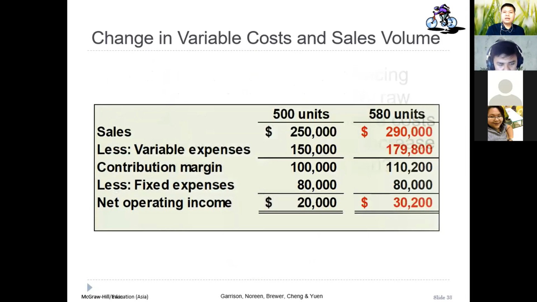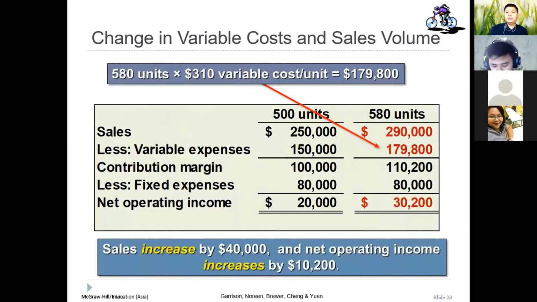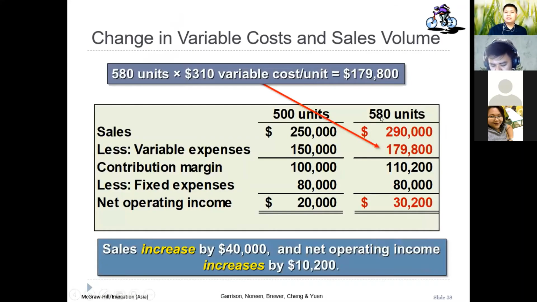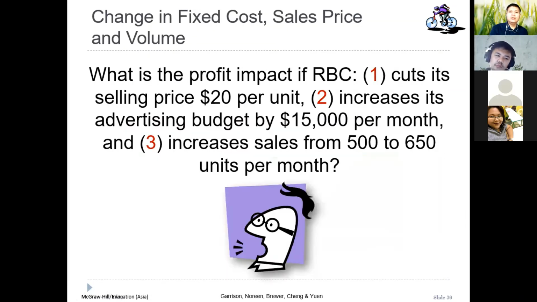So, how is that? Here. Ayan. So, your units will increase from 500 to 580. But your variable expense, now the rate is going to increase also. This is now your new variable rate. It's now 310. Multiplied by 580 units, you have your 179,800. There is no change in your fixed expense. So your net operating income is 30,200.